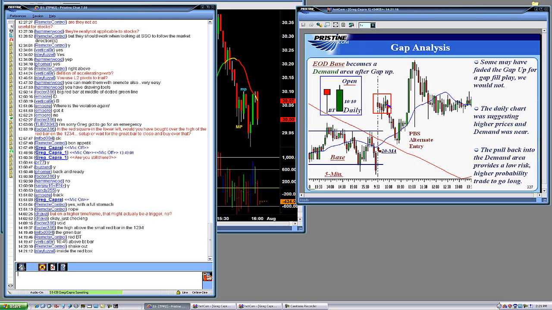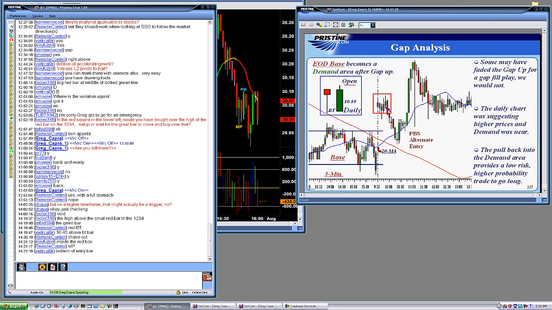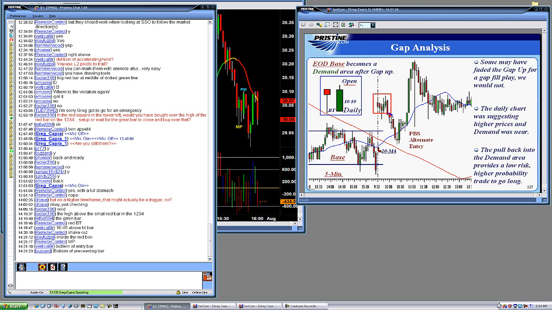And inside the box is resistance. That's resistance. A prior bar's low, the bottom of the preceding bar. Exactly. So as this is moving up, I'm anticipating that some sellers are going to show up over here.